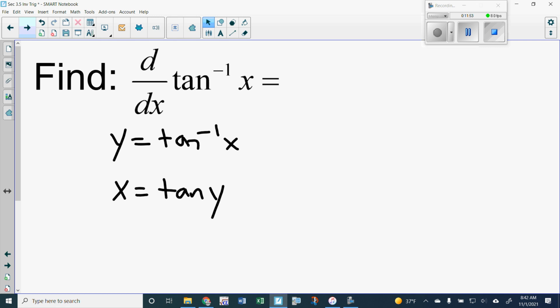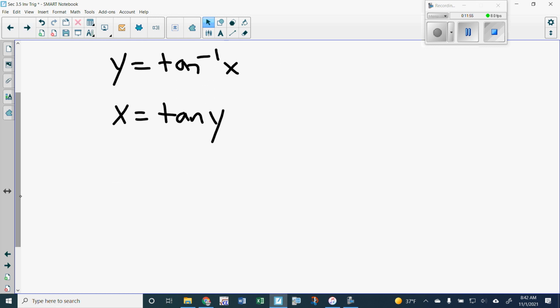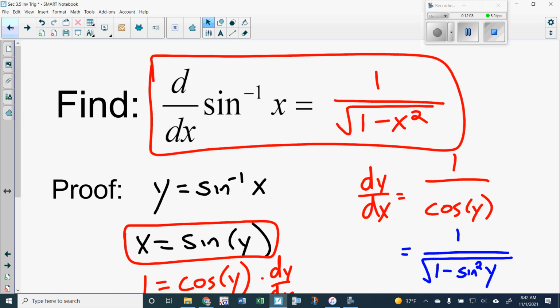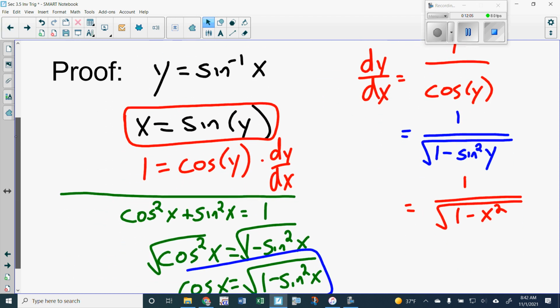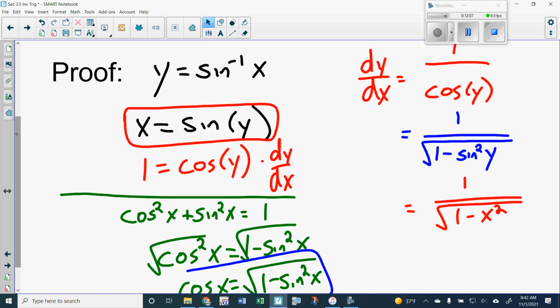Take the derivative of that with implicit differentiation, like we did before. What is the derivative of tangent? It's the one you have to know: secant squared. So 1 equals secant squared of y.